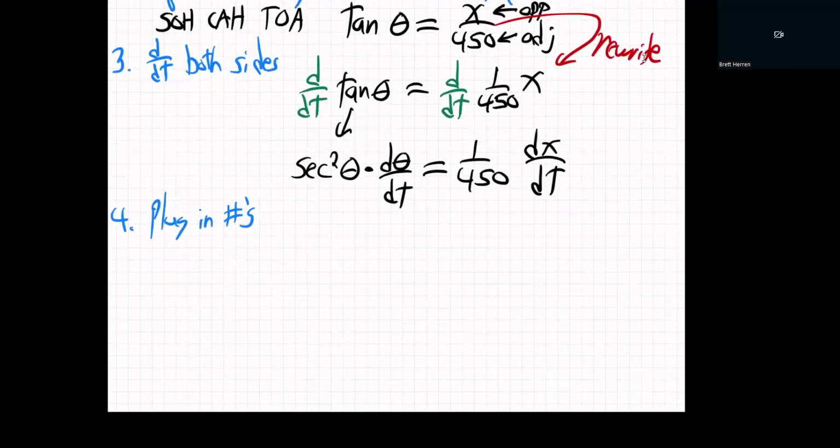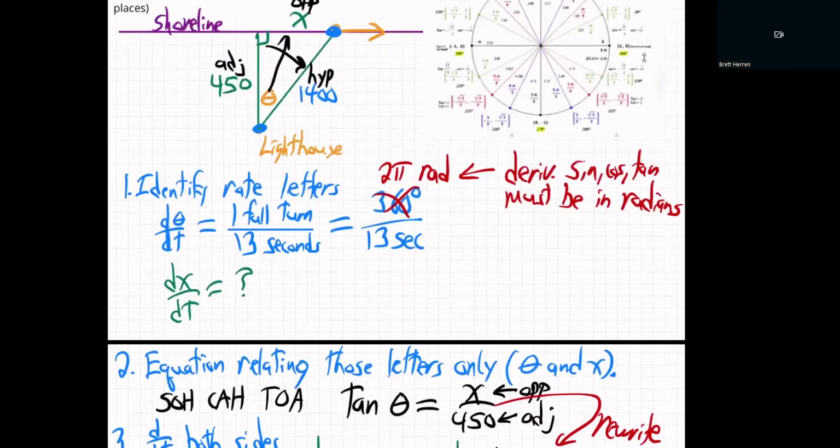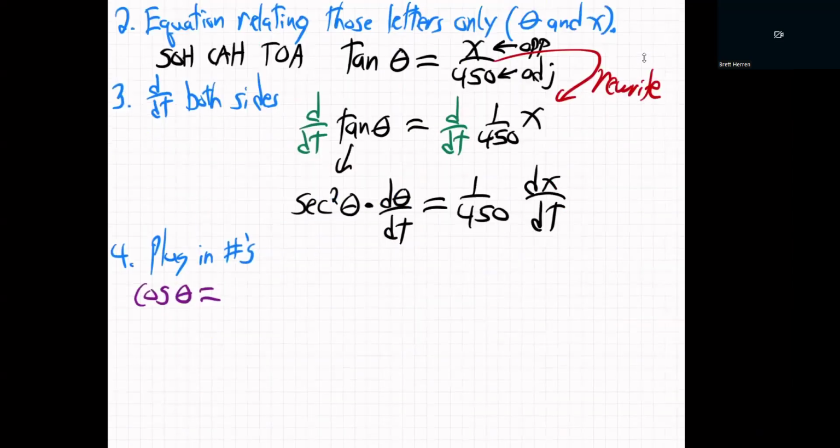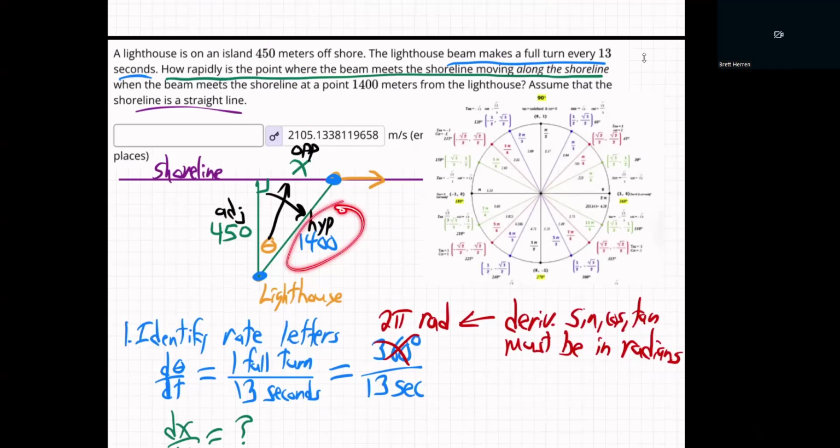Yeah. So that's probably a little tricky here. So what we're saying, the cosine of theta is the adjacent over the hypotenuse, which is 450 over 1,400. It's adjacent over hypotenuse. Now again, why did I choose cosine here? Well, because they told me this is 1,400, that's hypotenuse.